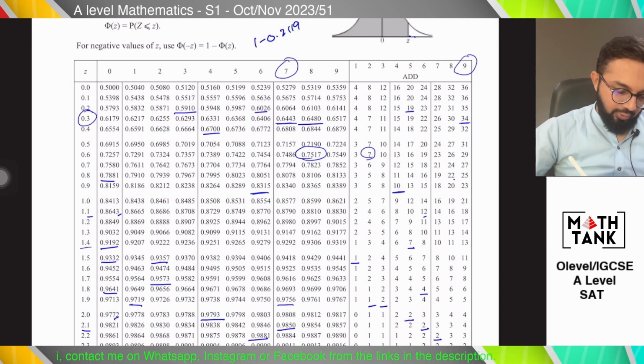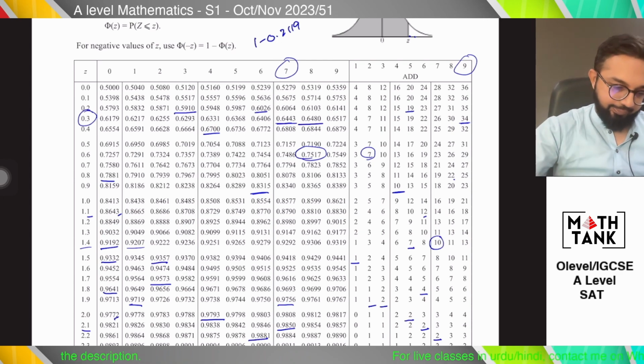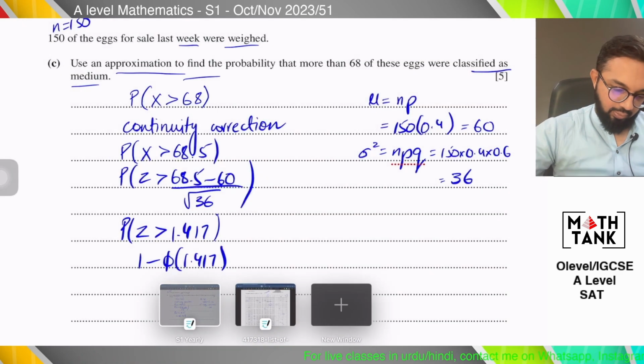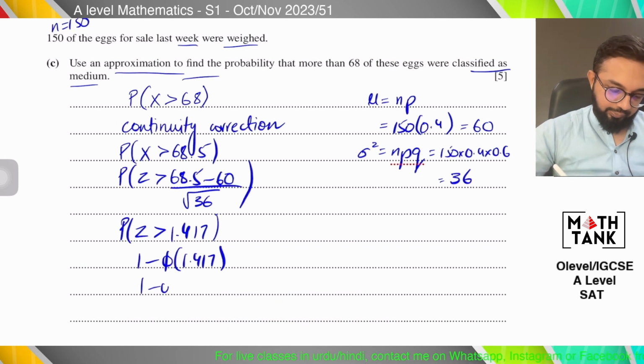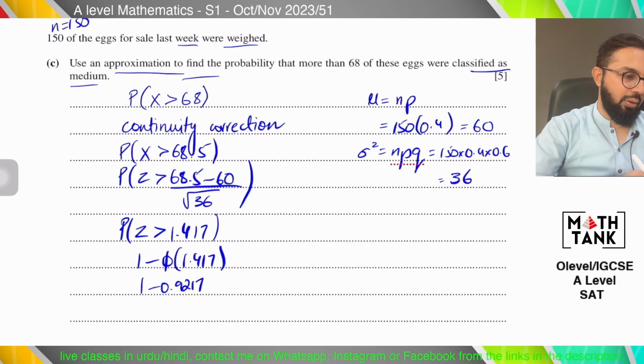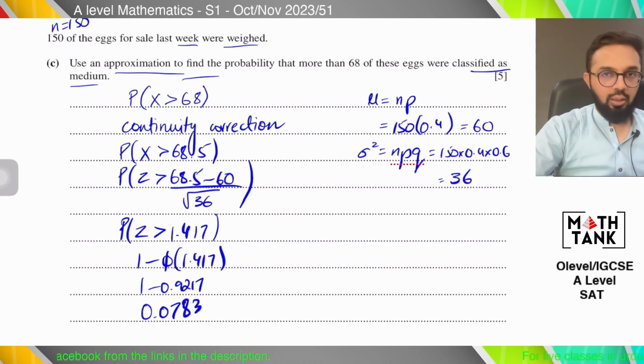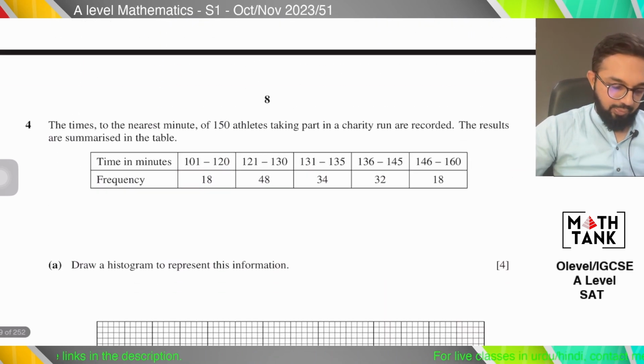One point four one, nine two one seven. 0.0783. Let's check. Yes, that is the right answer. Moving on to the next question.